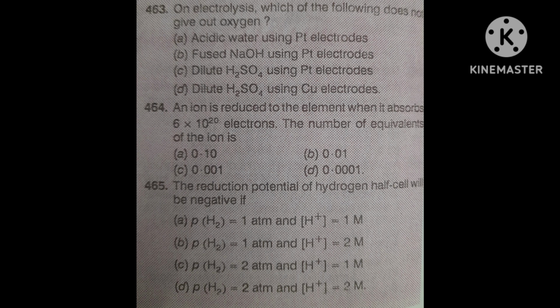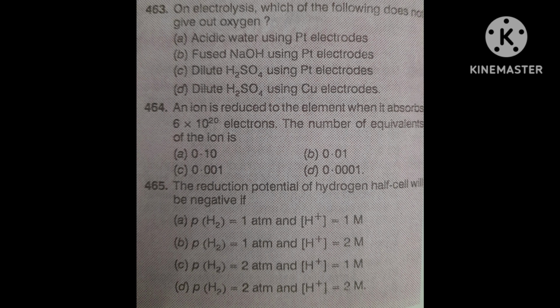Just like 10 to the power minus 2, 10 to the power minus 3, correct? Then minus minus plus. But here, if this expression, pressure of hydrogen gas divided by hydrogen ion concentration, is greater than 1, then the log will be a positive value, hence finally E will be negative, correct? E will be negative when pressure of hydrogen gas divided by hydrogen ion concentration is greater than 1. Only then it will be negative.